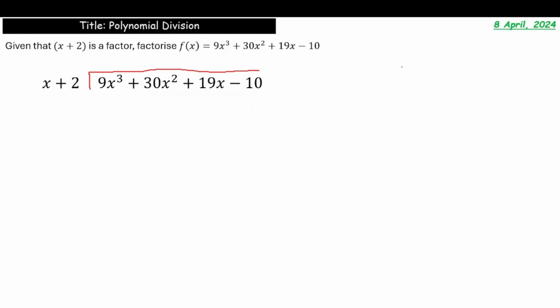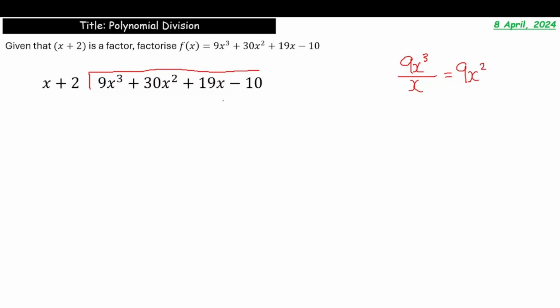Now the idea and the process is that every step we're going to remove the highest order term. So in this case, the first thing we're going to look at is getting rid of the 9x cubed. We are dividing it by x plus 2, but I just want to look at the highest order term there in x plus 2, which is just x. So we're going to do 9x cubed divided by x, which is 9x squared.